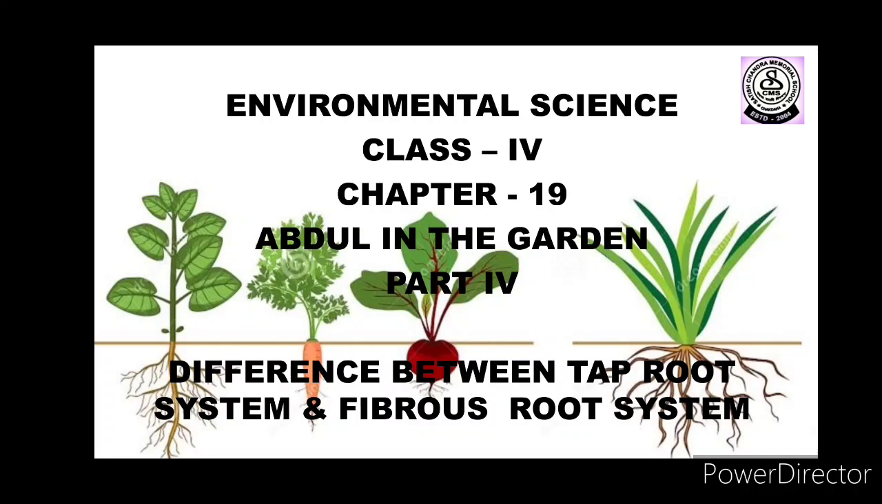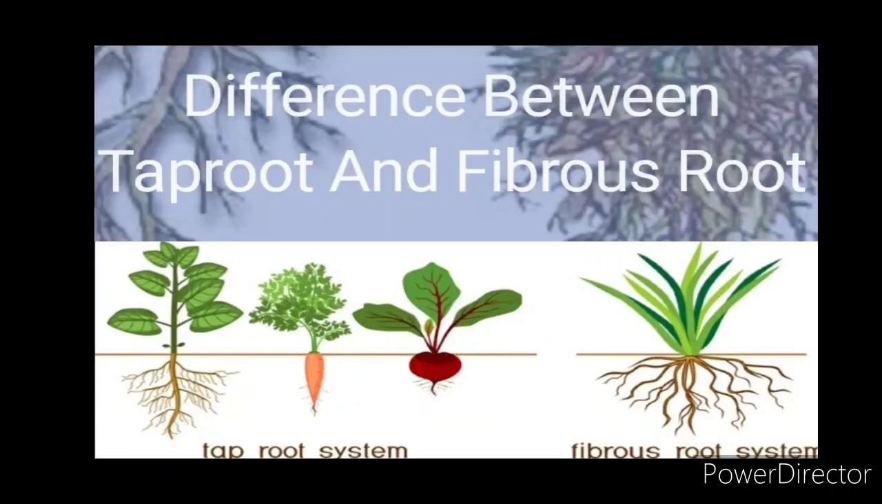In this chapter, you have learned about the trees, the stem, as well as about the roots. So now there are two types of roots of the plants. Few of the plants or the trees are having the taproot, and few plants and the trees are having the fibrous root. So let us see the difference between the taproot and the fibrous root system.